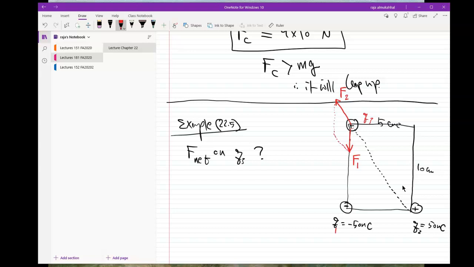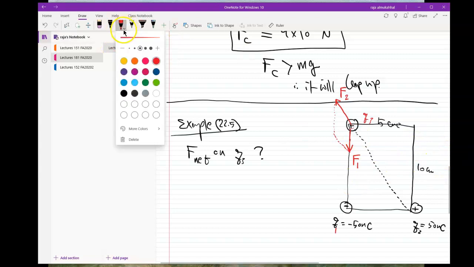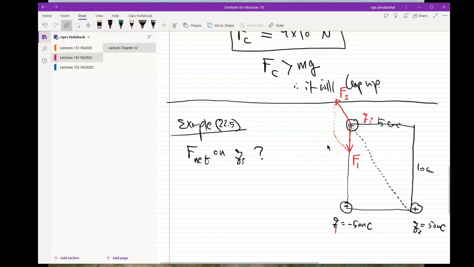Here is the resultant right here. Maybe I'll do a different color. Let me put it green. Is green cool? Green. So that is the resultant vector, okay?